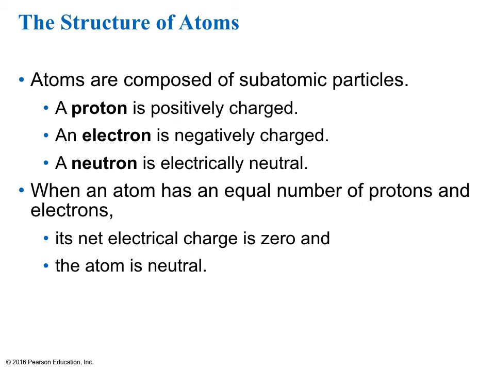So atoms are composed of subatomic particles. So you have a proton, which is positively charged and has an atomic mass unit of 1. You have an electron, which has a negative charge and has no weight, or negligible weight. And then you have a neutron, which has a neutral charge and has an atomic mass of 1. And when an atom has an equal number of protons and electrons, it is considered to have a net zero charge, or neutral. So it's not positive or negative.